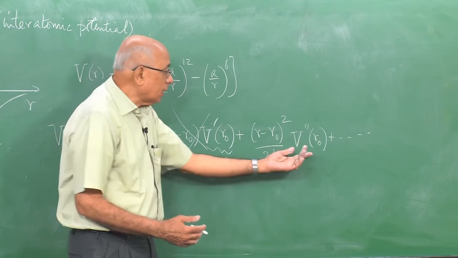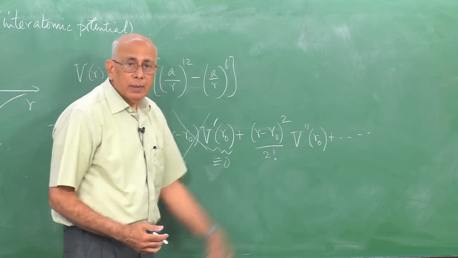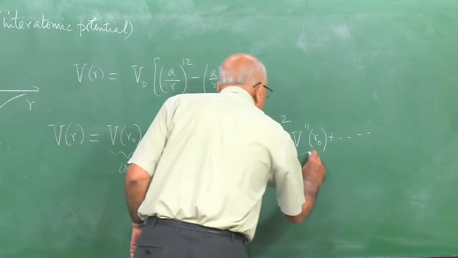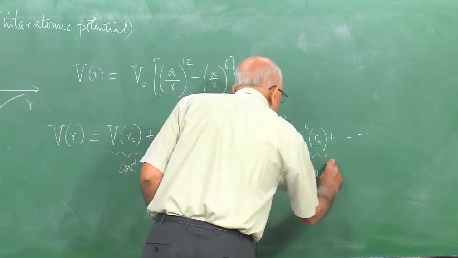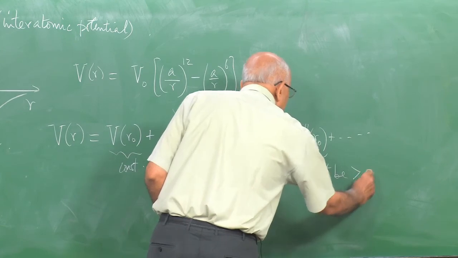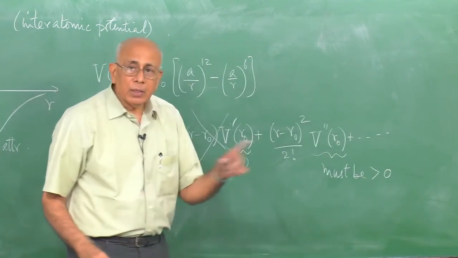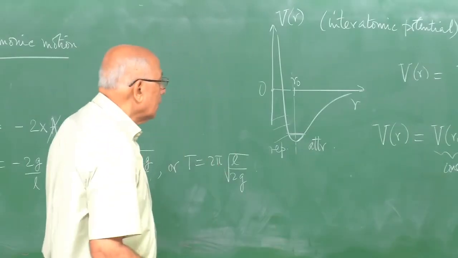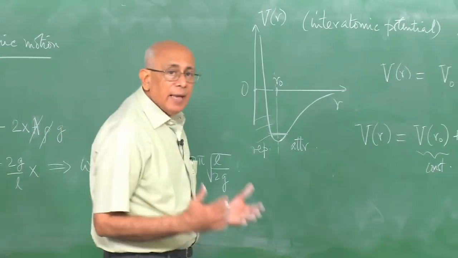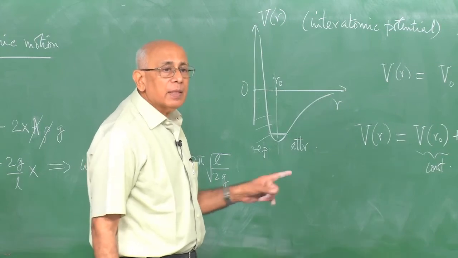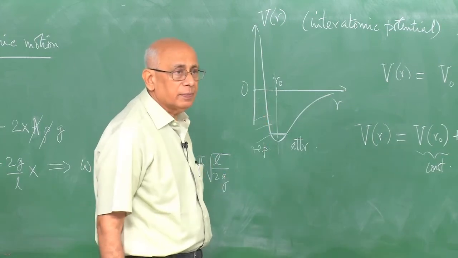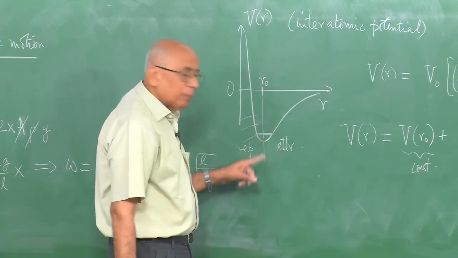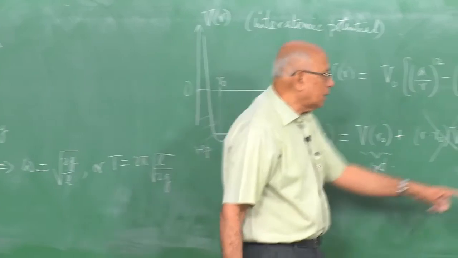But this is a constant. This quantity is a constant, and therefore the motion is simple harmonic, provided this quantity is positive. The effective spring constant must be positive. Only then do you have simple harmonic motion. Is it positive? Well, the answer is yes, because at a minimum the second derivative is positive. Had this been a maximum of the potential, that would have been negative, but because it is a minimum, we are guaranteed that this is positive.